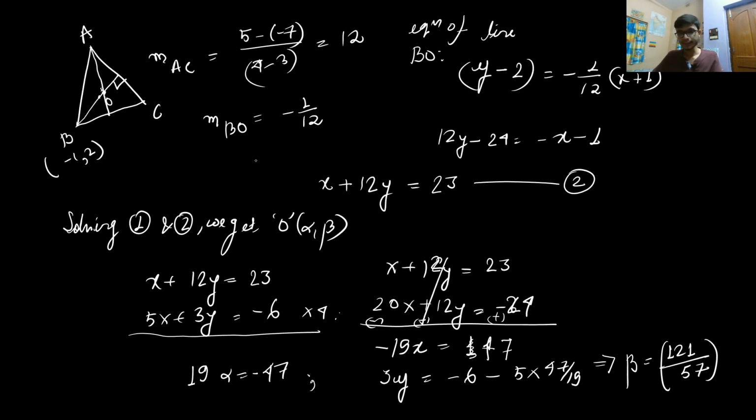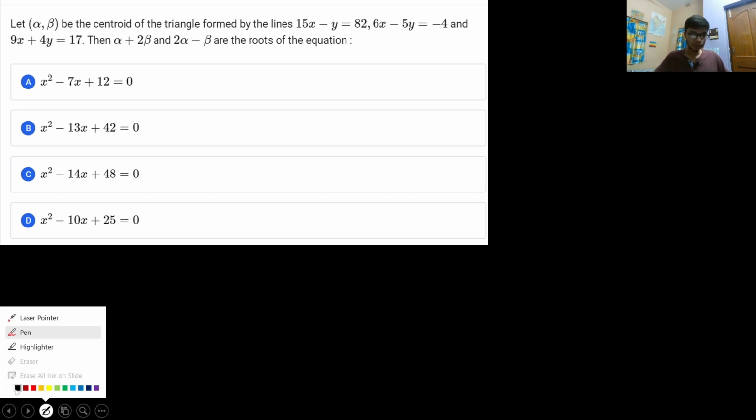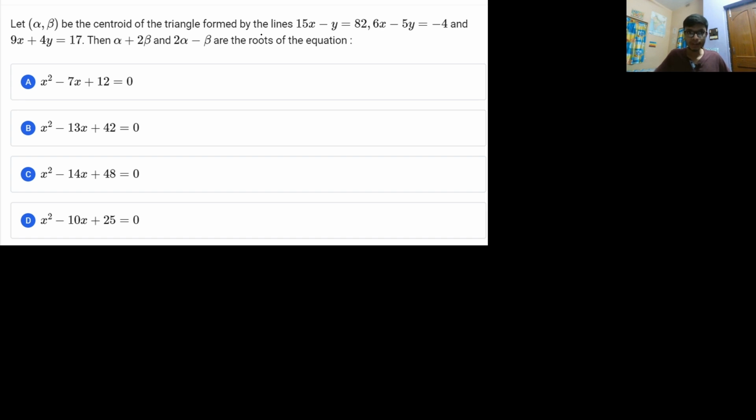Alright, so let us move to the second problem. The second problem is again on the important points of a triangle. It says that there is a triangle which is formed by the lines, and the equations of the lines are given. In the previous problem, the triangle was given with the coordinates of the vertices, whereas in this problem, the equations of the lines are given. From the equations of the lines, you have to get the coordinates of the vertices. After you get the coordinates of the vertices, you can definitely get the centroid by using the formula of the centroid.